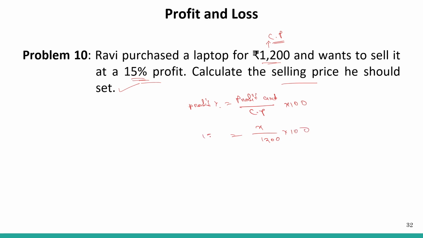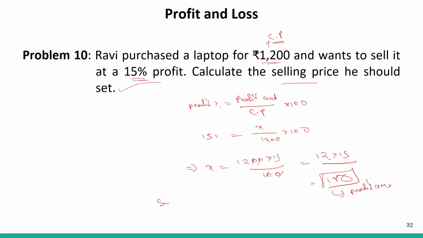And he wanted the profit to be 15%, right? So this implies that X is equal to what? 1200 into 15 by 100, right? So cancelling the two zeros out from the numerator and denominator, what we are left with is 12 into 15. Okay, so this much amount. 12 into 15 will be 180, right? So 180 will be the profit amount.